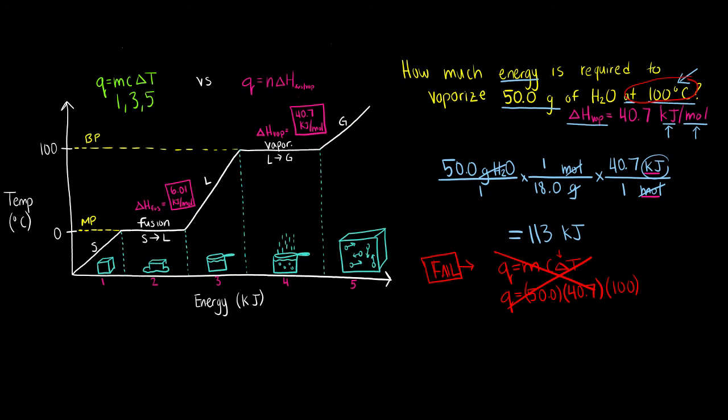So back on my heating curve, I'll put a 2 and a 4 for when you have to use the heat of a phase change ratio to solve for the amount of heat. That is all there is for heating curves for water and how to distinguish between when you can use Q equals mc delta T and when you can't.